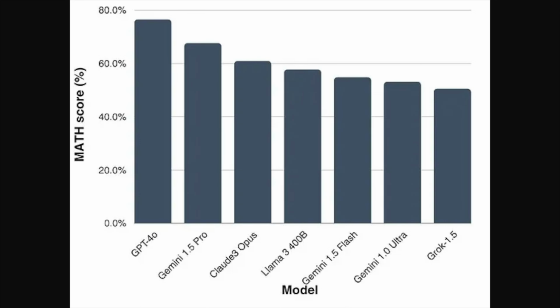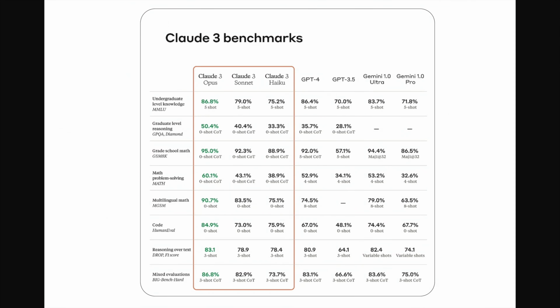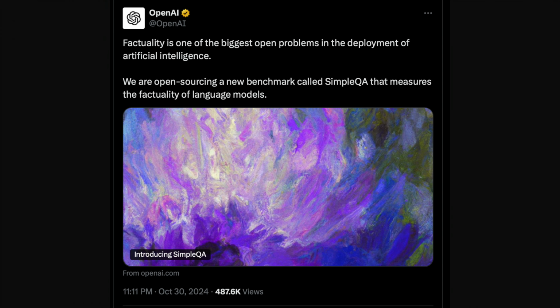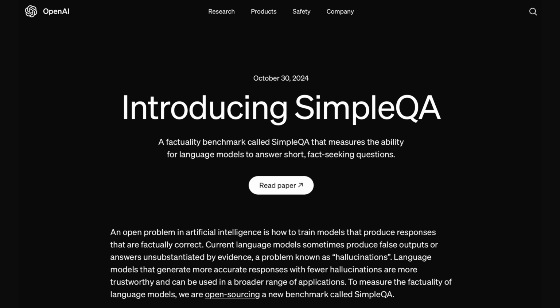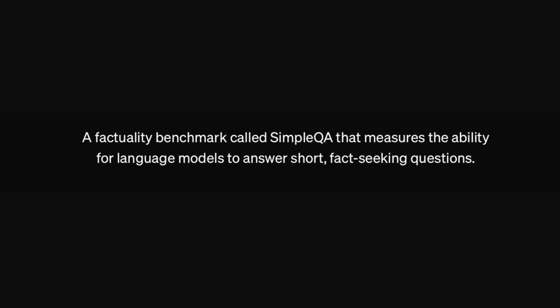We have benchmarks to check performance in maths, reasoning, coding and whatnot. But how do we evaluate the factuality of a model? The good news is there is a way. There is a benchmark that was recently open sourced by OpenAI and its name is SimpleQA. As told by OpenAI, it's a factuality benchmark that measures the ability for language models to answer short, fact-seeking questions.